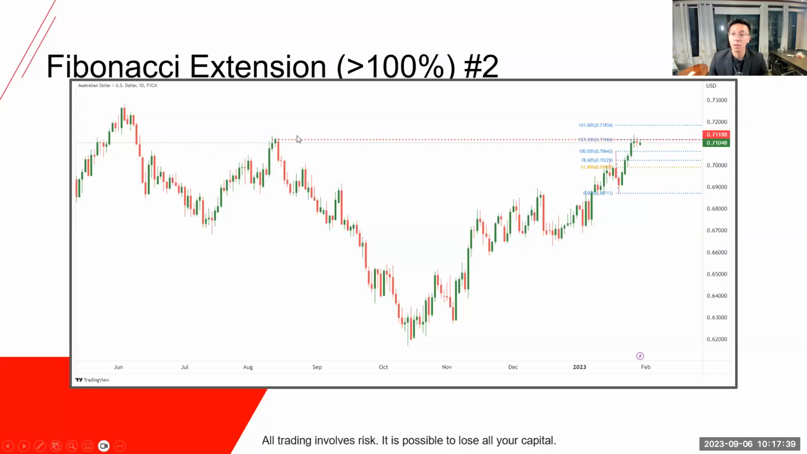Okay, so price will always react. Just remember, price will always react to major key levels and then your retracement levels. So try to look out for your key levels first and then your retracement levels.